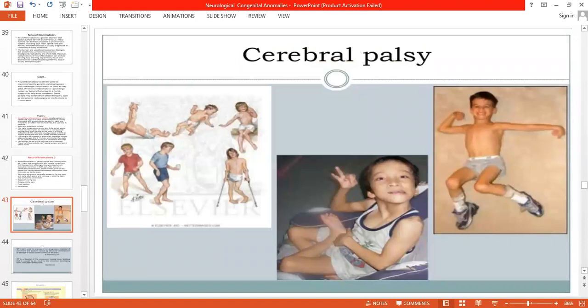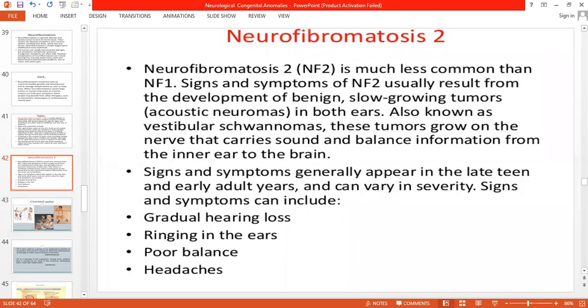Now coming to the cerebral part, of course, these are surgically managed. In neurofibromatosis, when the tumors are located in the CNS, like within the cranial cavity or within the spinal cord, we do opt for surgery early rather than later.